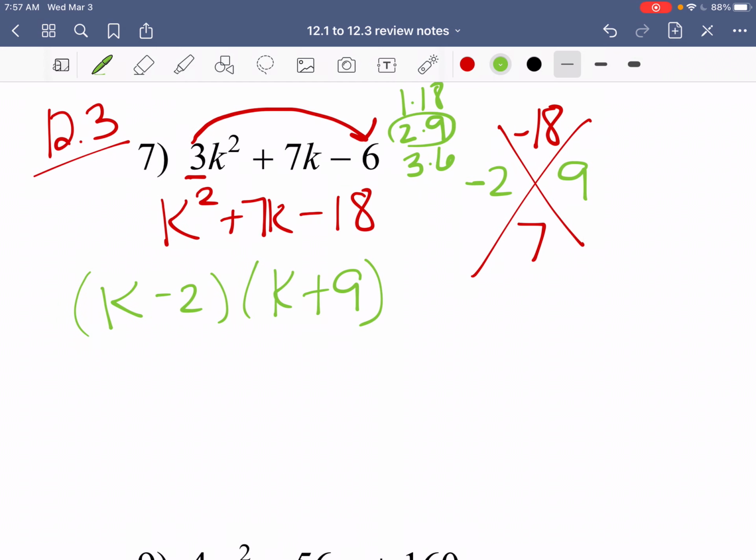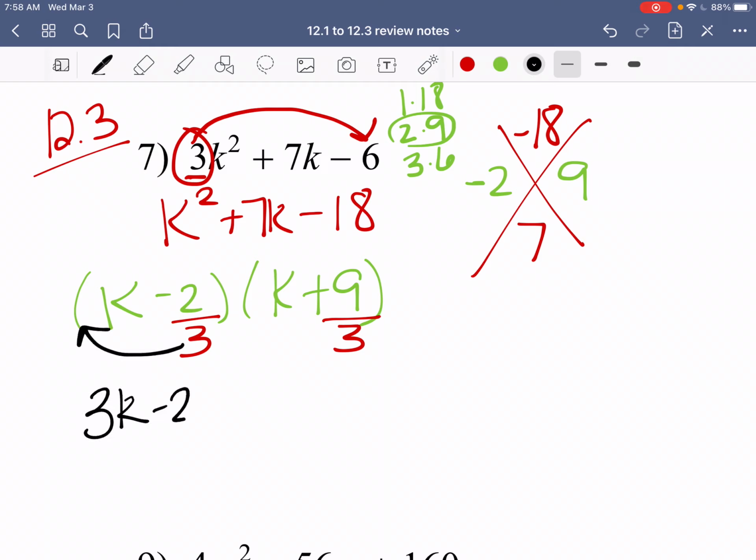Alright, so I did the 3 in the beginning. Remember, that's your a value. So now I'm going to divide by 3. 2 over 3 cannot be simplified, so the 3 is going to go in the front to become 3k minus 2. And 9 divided by 3 is 3.